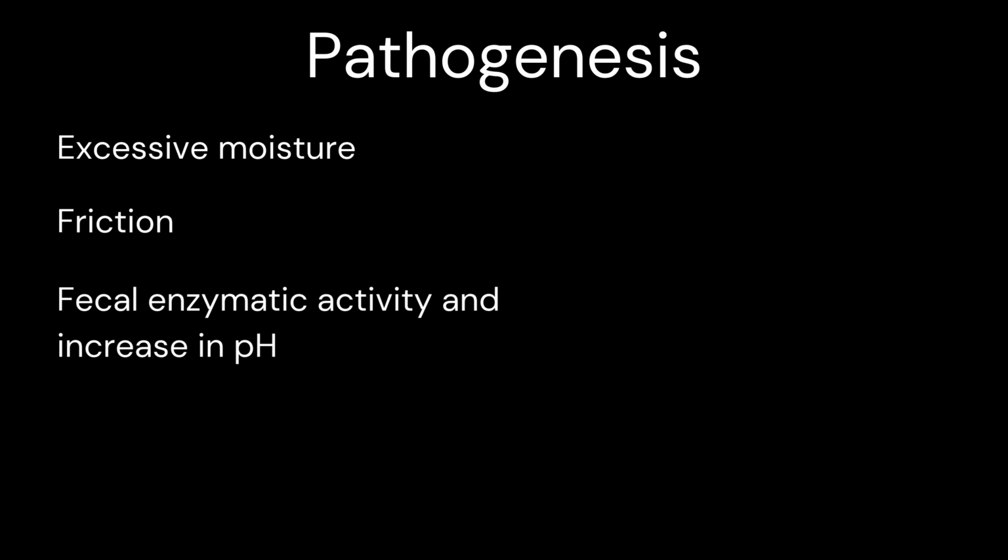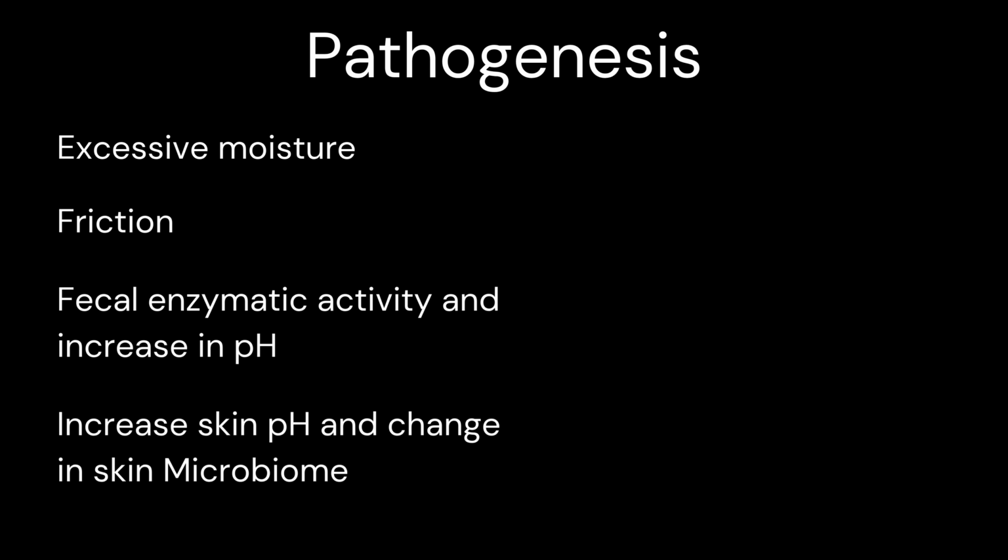Fecal enzymatic activity and pH increase. The primary chemical irritants in the diaper area are derived from the synergistic action of urine and stools. Fecal bacteria produce the enzyme urease, which interacts with urine to increase the pH level beneath the diaper. Elevated pH level activates the fecal enzymes like protease and lipase that directly irritate and damage the skin, causing an inflammatory skin reaction.